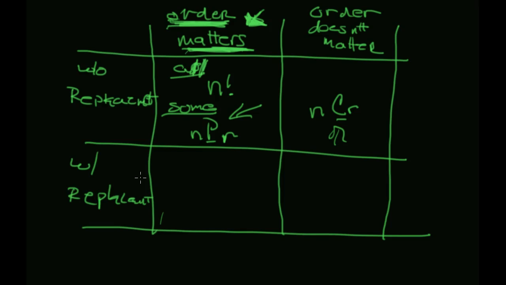Okay, if I have replacement and I'm picking r items out of n, then each time I get the same value. So like if I'm going to pick 5 items, I can pick n the first time, n the second time, n the third, n the fourth, and the fifth. That's just like n to the 5th. So this one becomes n to the r. It's just multiplying the same number over and over again.